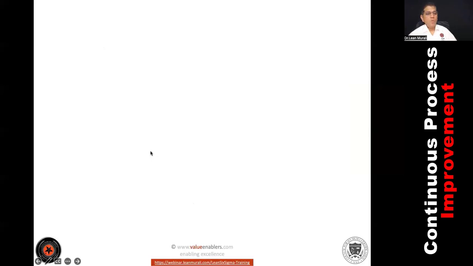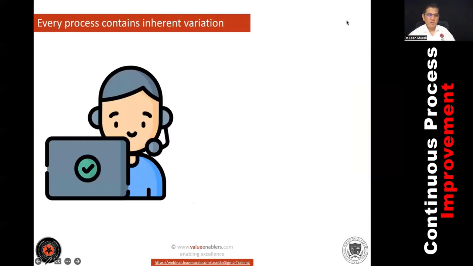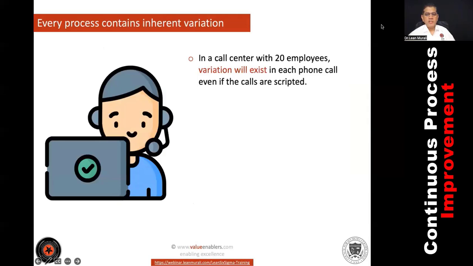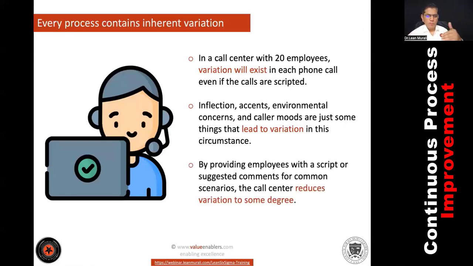So Mura means variation. So you need to reduce Mura. Every process contains inherent variations. For example, I'll give you a call center example. Suppose you have a call center with 20 employees, variation will exist in each phone call, even if the calls are scripted. How many of you agree? The variation will exist. For example, inflection, accent, environmental concern, the mood of the caller, everything will lead to variation in that circumstance. So when you provide a script to the employees, it is just reducing the variation to some extent, but it cannot eliminate variation.